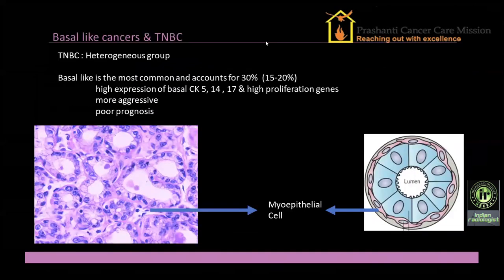And finally, we have the basal cells, which we said arise from the basal myoepithelial cell. Again, they will show a high expression of the basal genes, that is CK5, 14, 17, and high proliferation genes. They are more aggressive and they have a poorer prognosis.